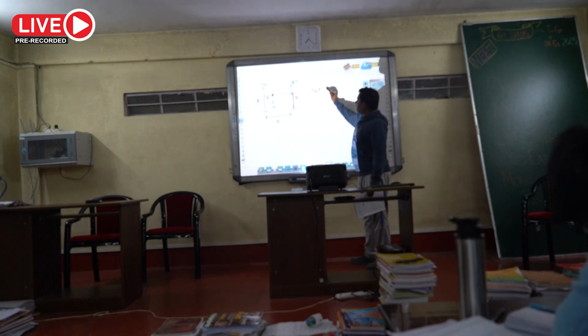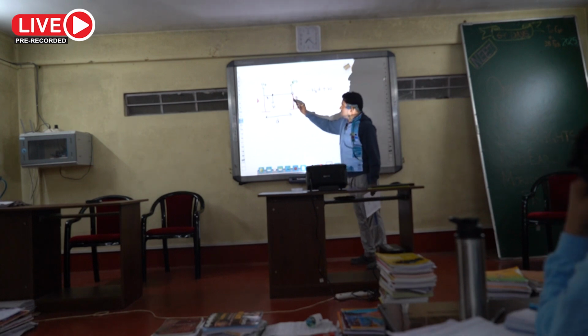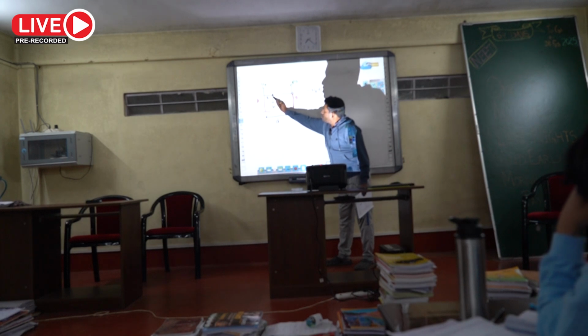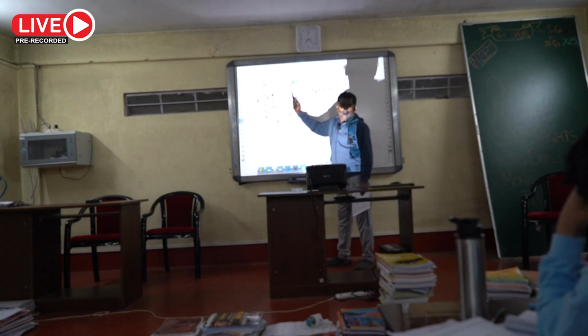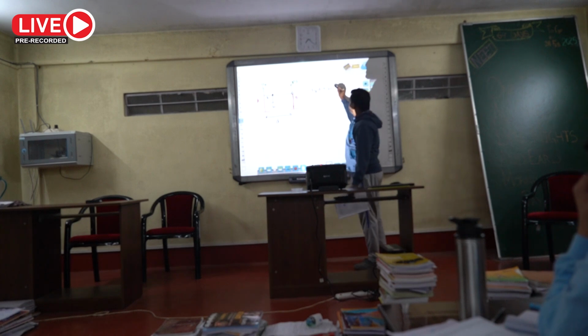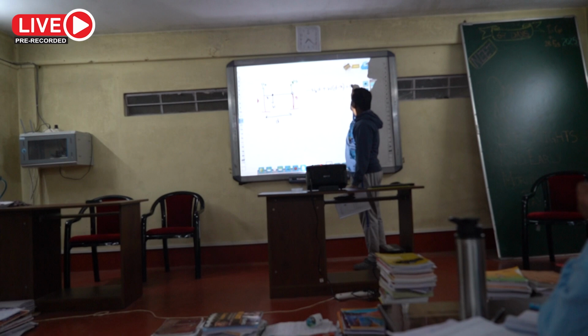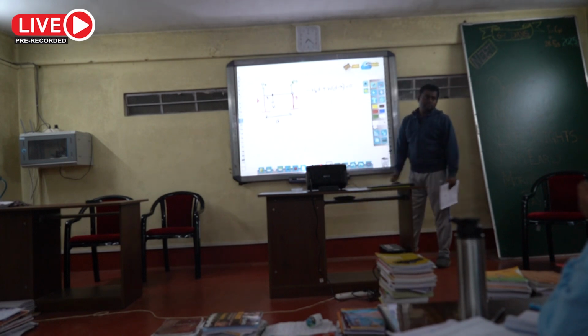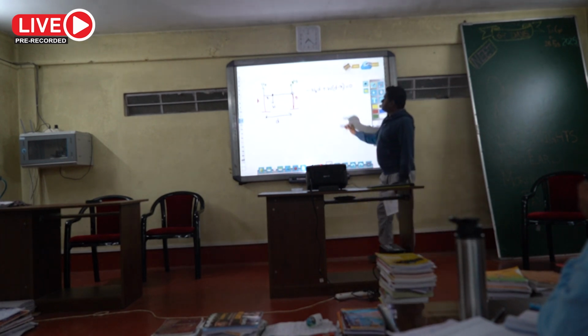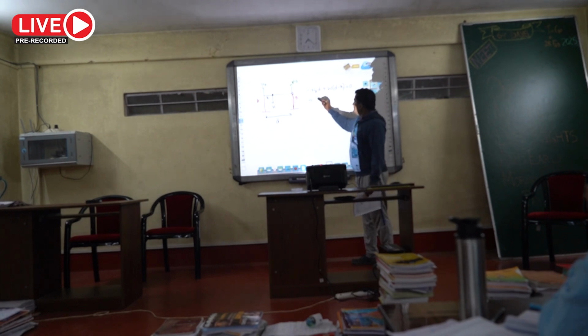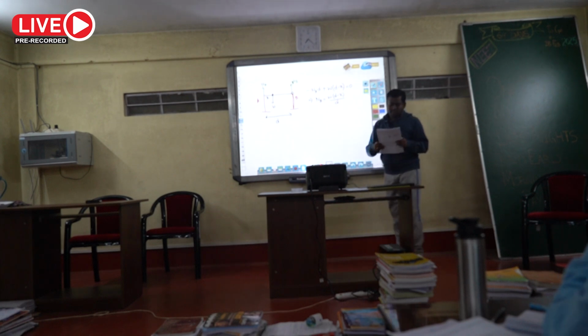Similarly for W, what is the moment? Positive. It is W into distance. See, from the center of mass to B, this distance is D minus X. So the sum of both the moments should be 0 for rotational equilibrium. From that you can calculate that NA equals W into (D minus X) by D. That is the answer.